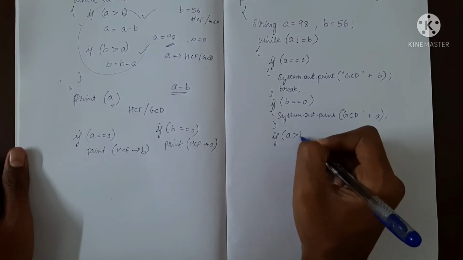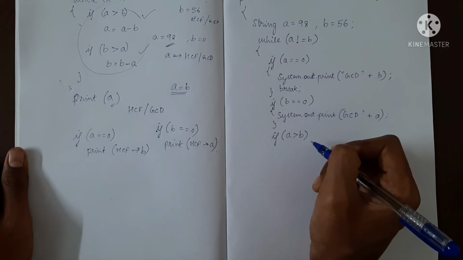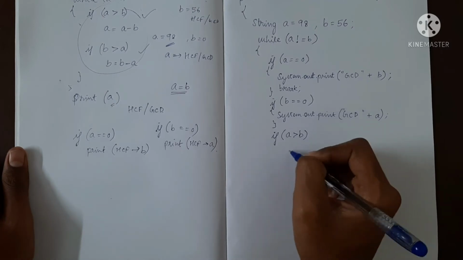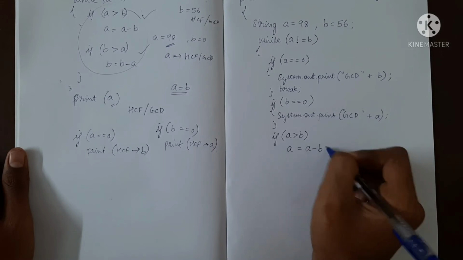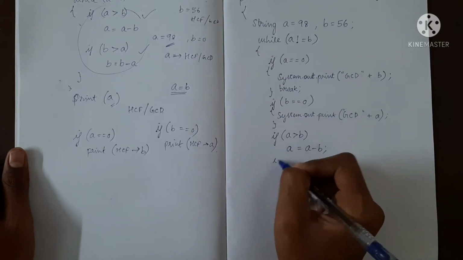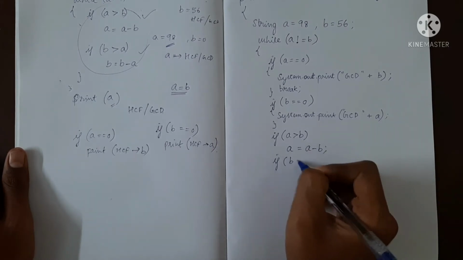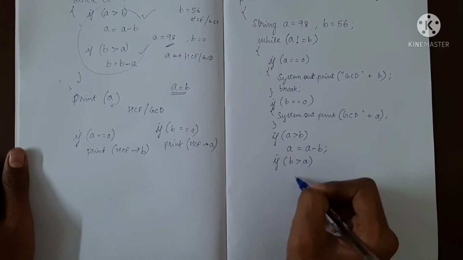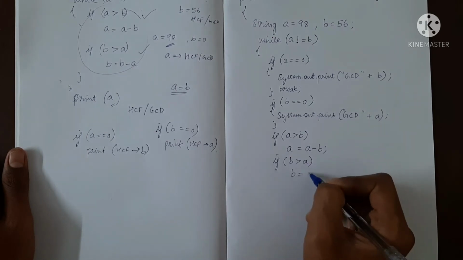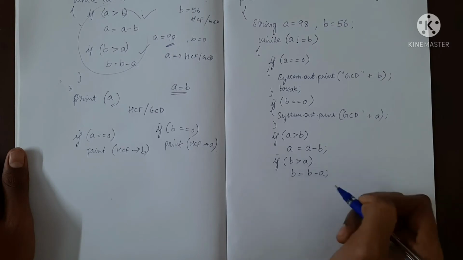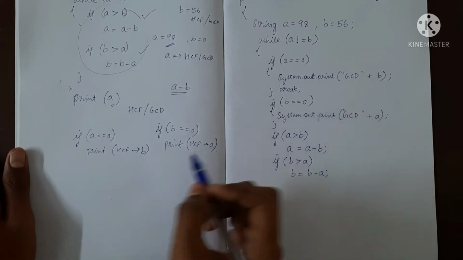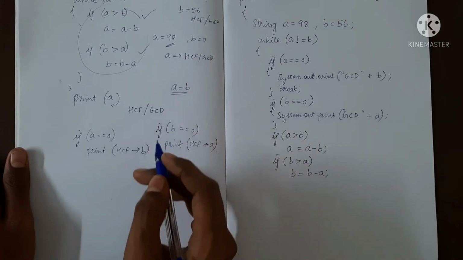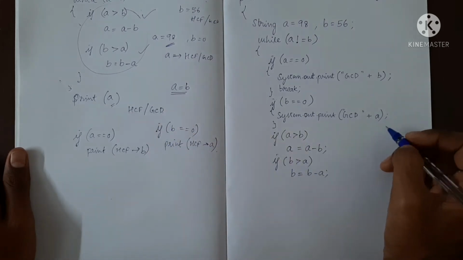If A is greater than B, what we have to do? We have to simply subtract B from A. If B is greater than A, just do this. So when we keep on doing this, let me give an example and show you.